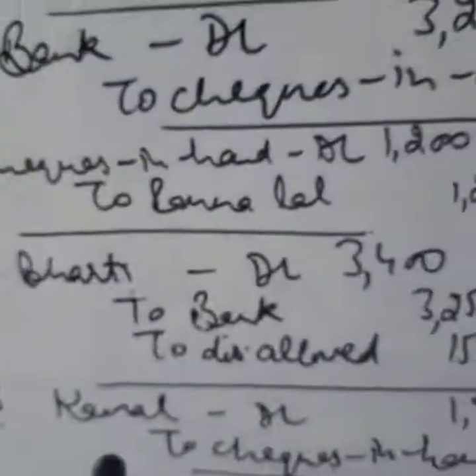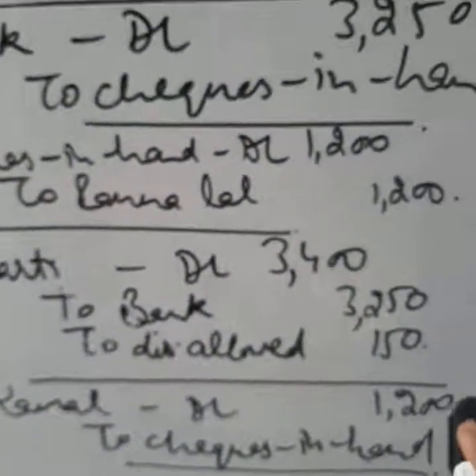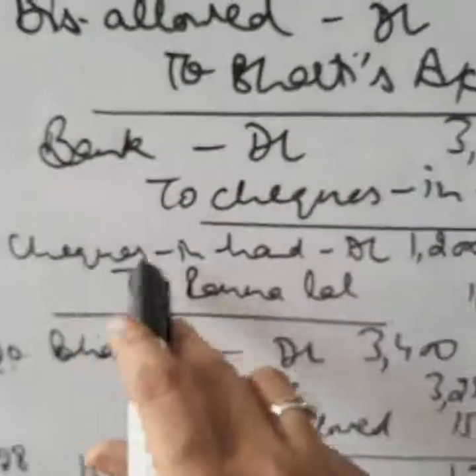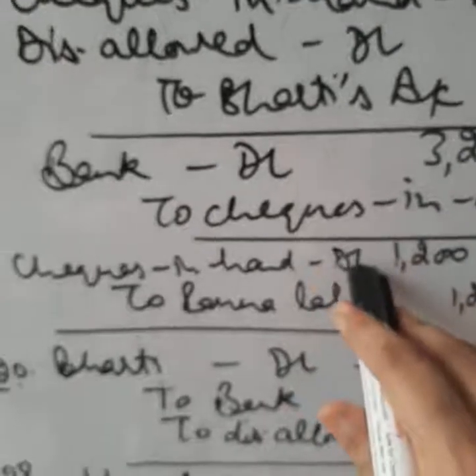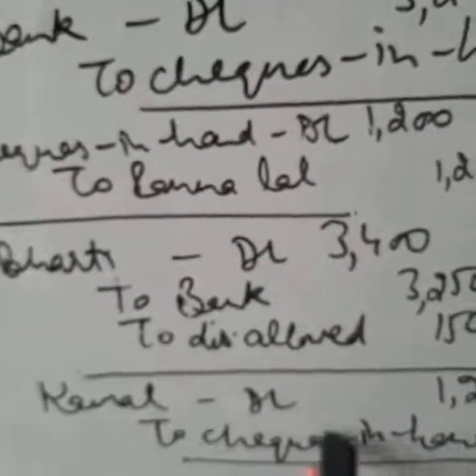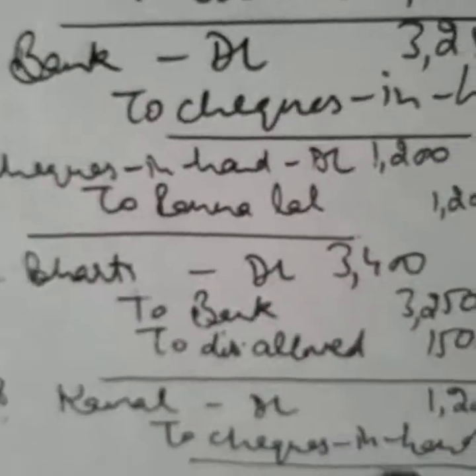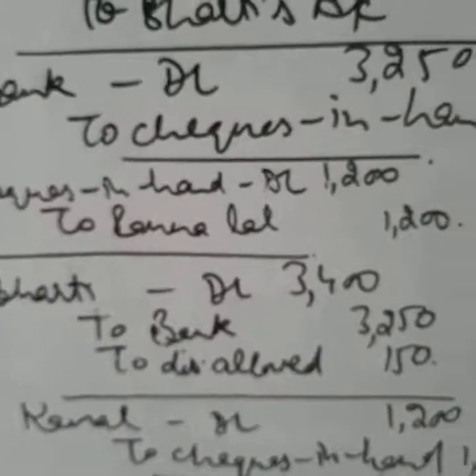So Kamal is receiving the check, debit the receiver with 1200. We are giving checks received from Panna Lal. So now these checks will go to Kamal. So 2 checks in hand. Entry becomes Kamal debit because now he is no more our creditor.